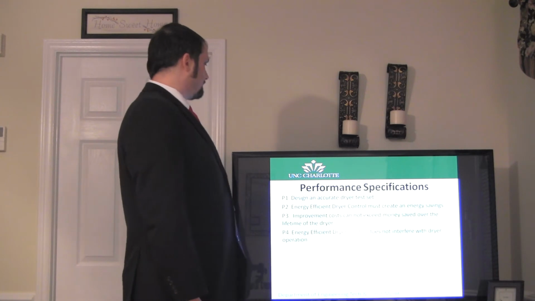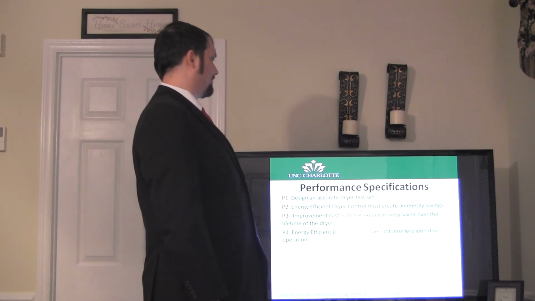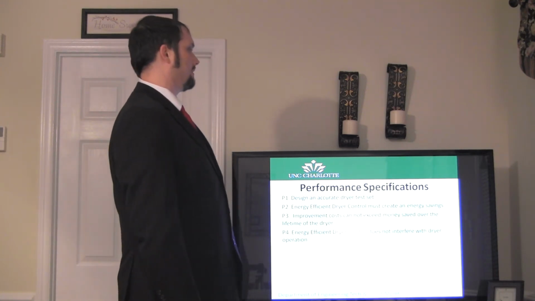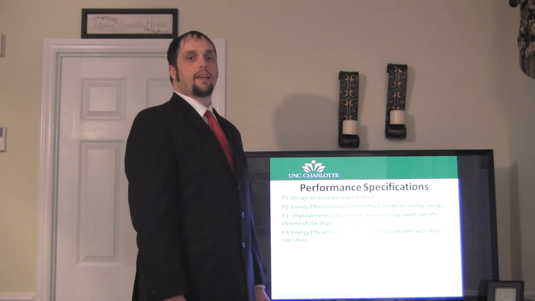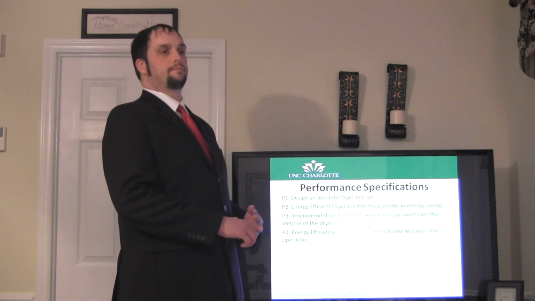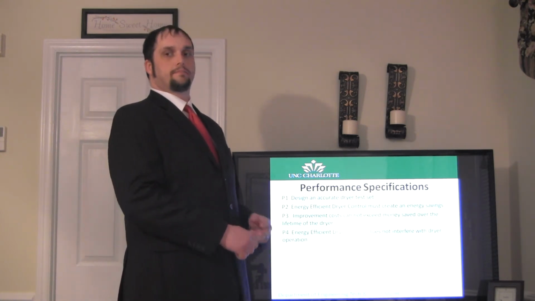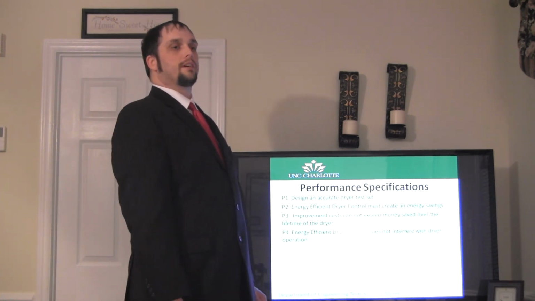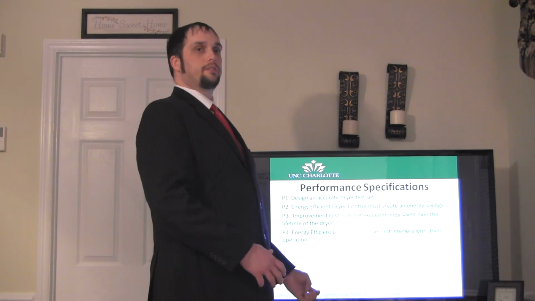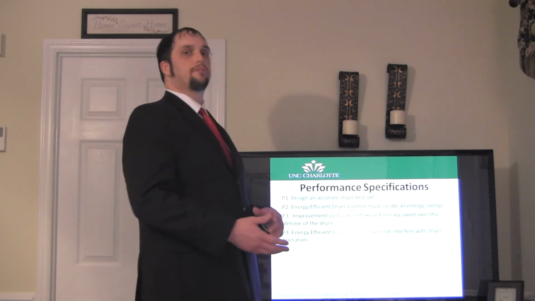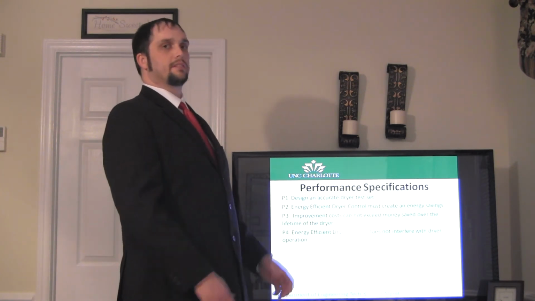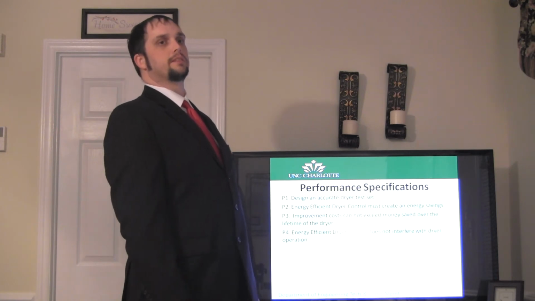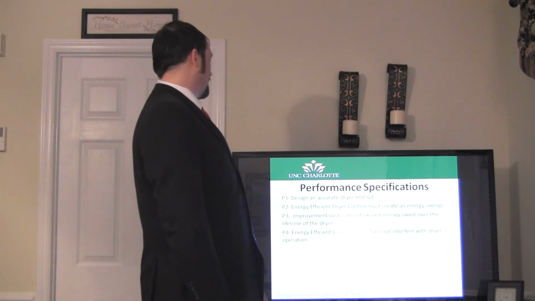P2 is an energy efficient dryer control must create an energy savings. That can be measured by simply comparing the power consumption of a dryer prior to installing the attachment and then afterwards, and seeing what the difference of the power consumption is of the clothing dryer.